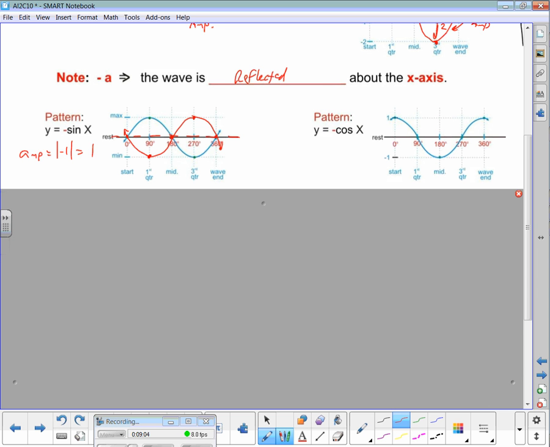Can you draw the reflection of the negative cosine x? Go ahead and draw the pattern right on there. Do it in red, or if you're chicken, do it in pencil. This way you can erase it if you need to. Go ahead and draw the pattern for negative cosine x.